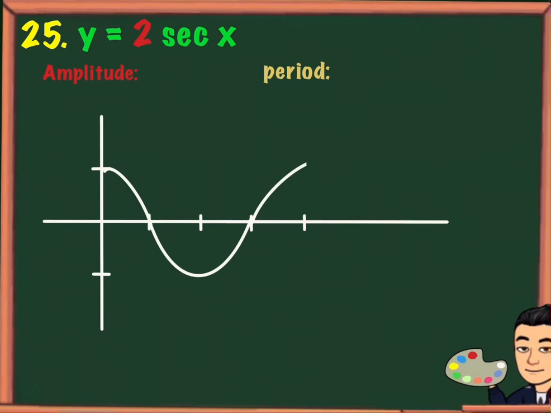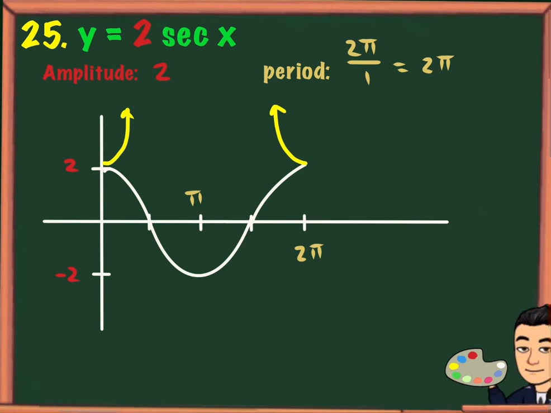For number 25, we're going to be graphing a secant graph, and we're going to have to graph the cosine first. So the amplitude is 2, so you're going to mark 2 and then negative 2 over here. For the period, you're going to have 2 pi over b. The b value is 1, so your period is going to equal 2 pi. So I'll just go ahead and mark 2 pi here and pi over here. So for the secant, we want to graph the parabola at the highest point, like this, and the lowest point. And that's your secant graph.